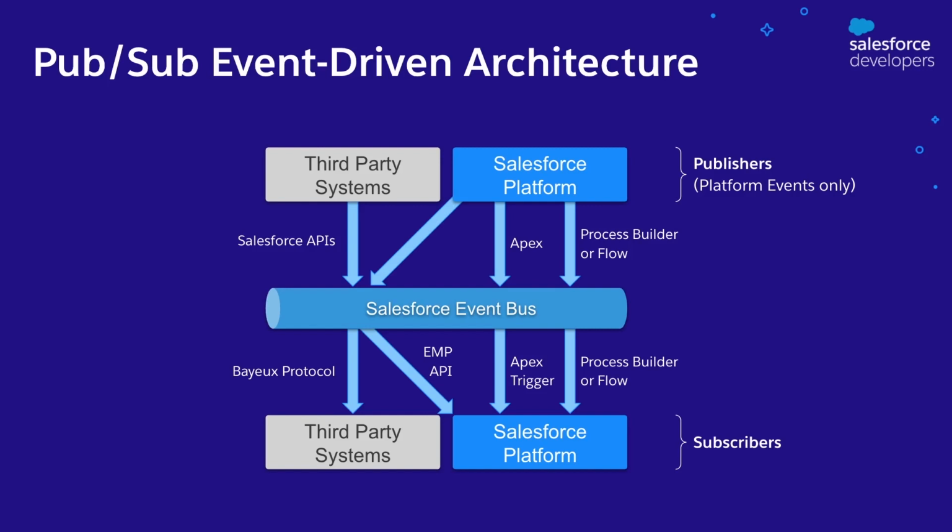Let's take a look at the other side of the equation. If you want to subscribe to the Salesforce Event Bus and you're inside a third-party system, you can use something called the Pub/Sub protocol, which is a standard streaming protocol. And if you're within the Salesforce platform, you can subscribe with the EMP API component, Apex triggers, or the same declarative tools such as Process Builder or Flow.